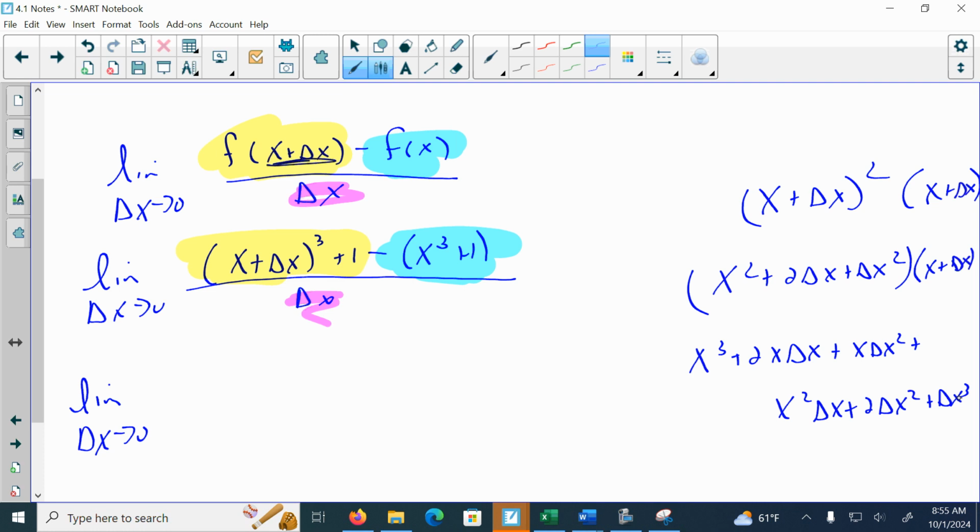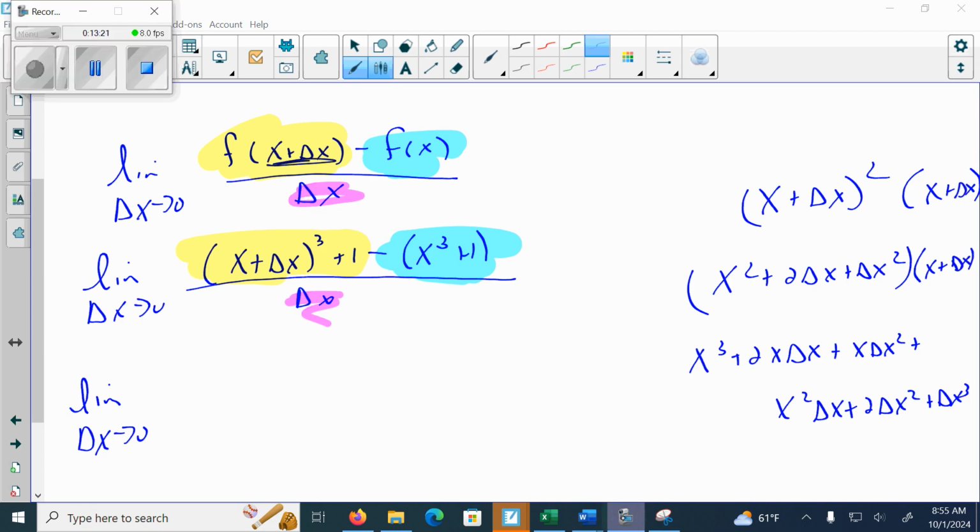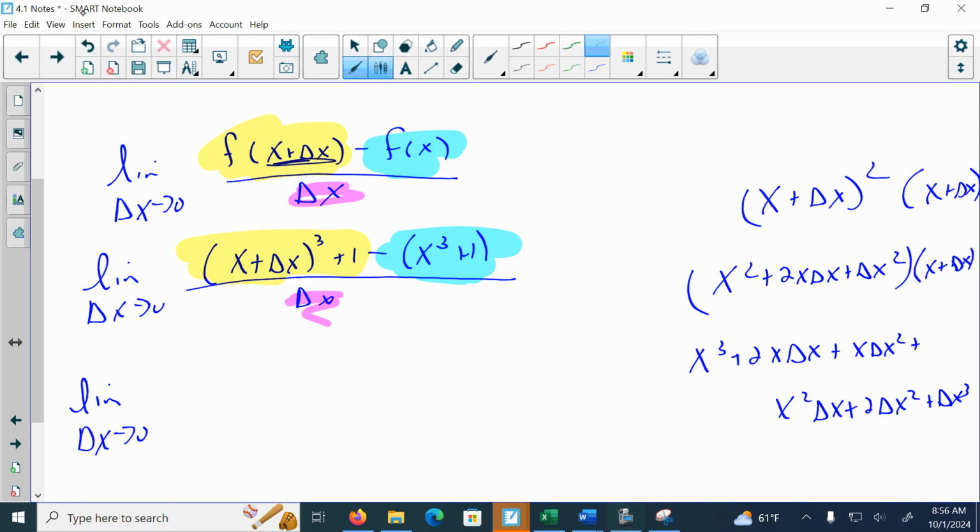And then I think my only like terms, okay, so I'm going to write, I knew I made a mistake, and here it is. When I multiplied this, when I FOILed this, it was x times delta x, so it's 2x delta x. Now I multiplied by this x, so it's 2x squared delta x plus x delta x squared plus delta x to the third.